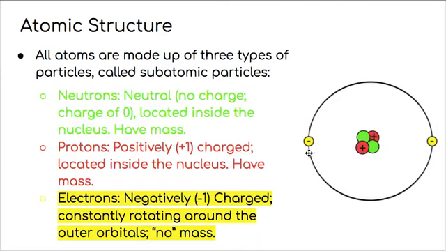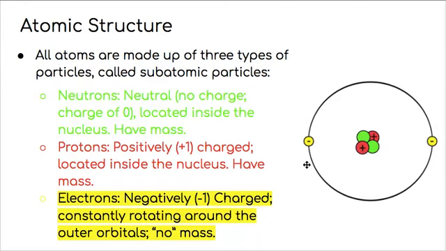The third and final, most interesting of the three subatomic particles, later in the unit you'll see why, are our electrons. Electrons, here represented in yellow, are negatively charged, meaning they have a charge of -1. These are located in the outer orbitals, and I can't show you this in a drawing, but what electrons do is they constantly, at very high rates of speed, rotate or orbit around those outer orbitals.